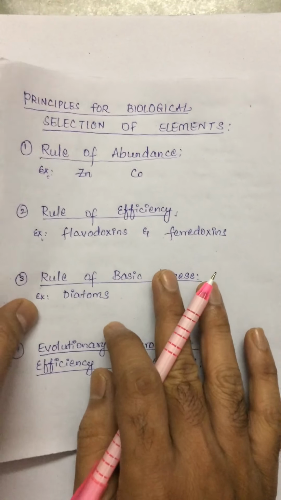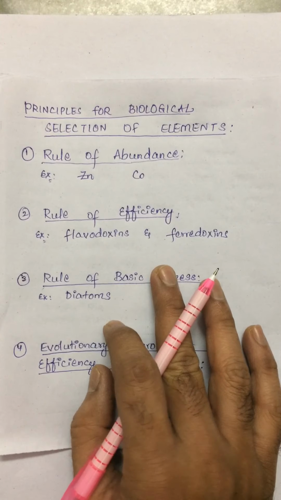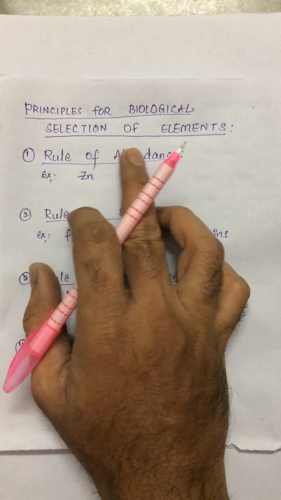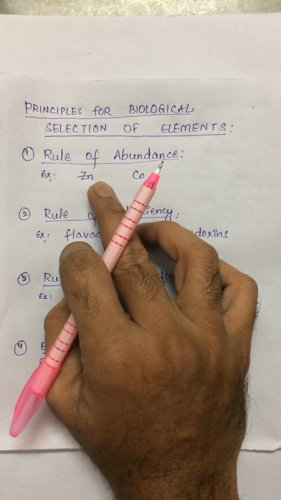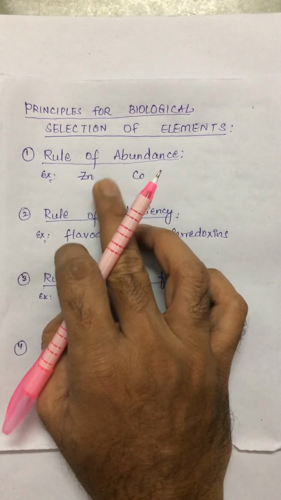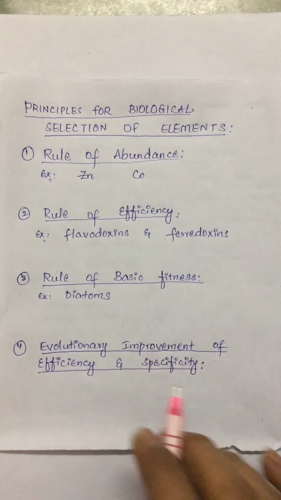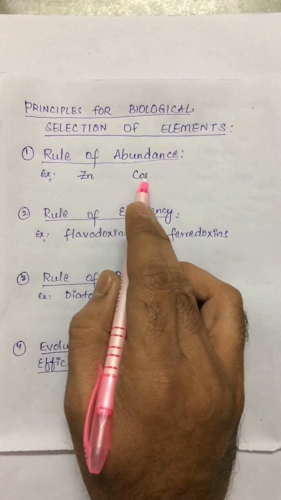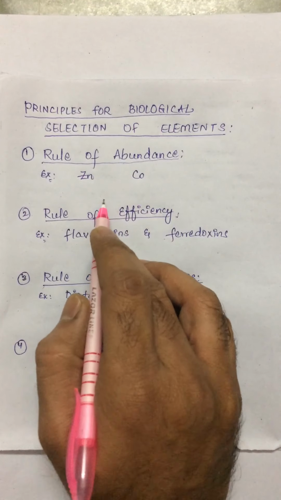After the physiology, another important point is the principles for biological selection of the elements. Suppose nature is choosing a particular element, why is it choosing that particular element? This can be explained by some rules. Let us start with those rules. The first one is called the rule of abundance. What exactly does the rule of abundance mean?